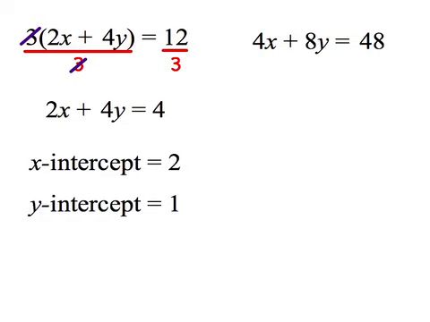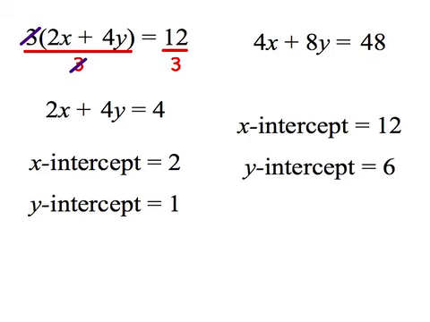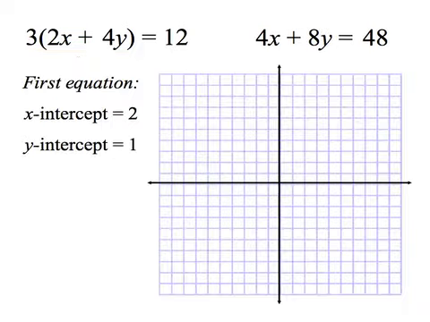We can find the intercepts again. If y is 0, x is 2. If x is 0, y is 1. We can also find the intercepts for the other equation. If y is 0, x is 12. And if x is 0, y is 6. So now we go back to our grid, and we look up what we just wrote down for the first equation, and we graph the x-intercept 2, the y-intercept 1. We connect those two, and the first equation is graphed.